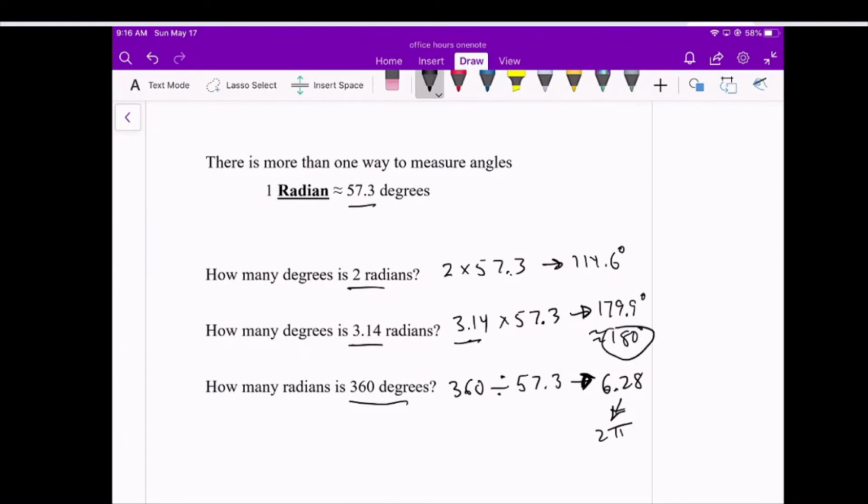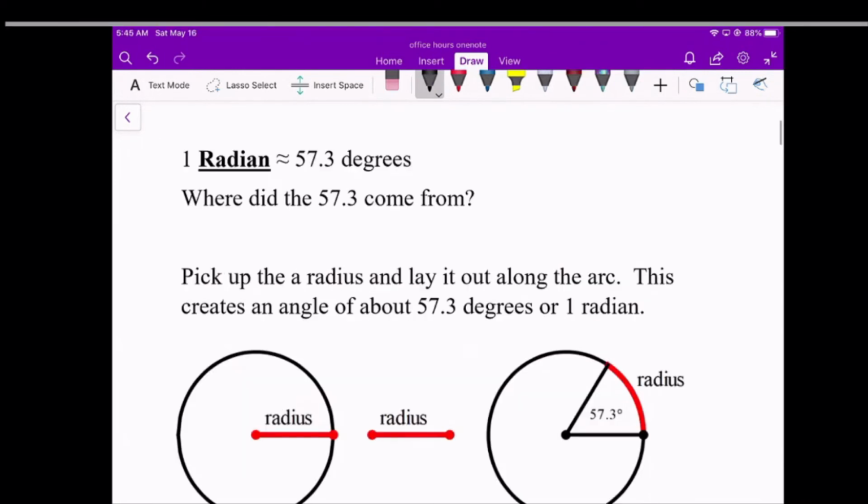So 180 degrees is exactly pi radians, and 360 degrees is exactly 2 pi radians. Those are good things to latch on to. Again, it seems like 57.3 is a strange number to show up as a unit. Where did this come from?